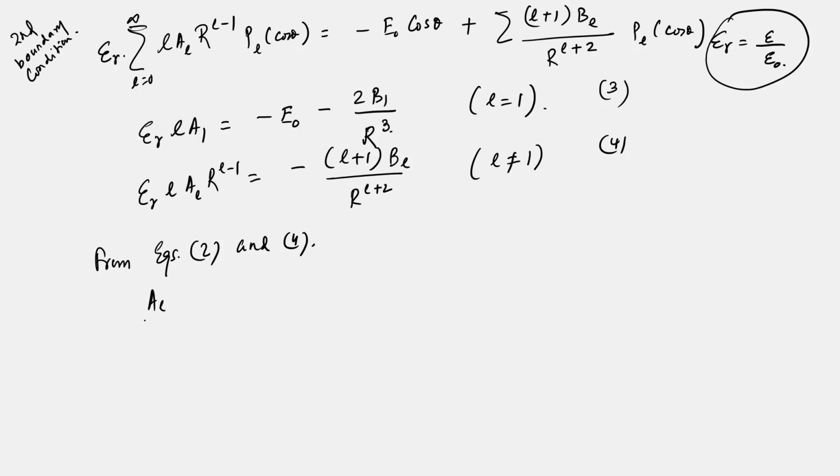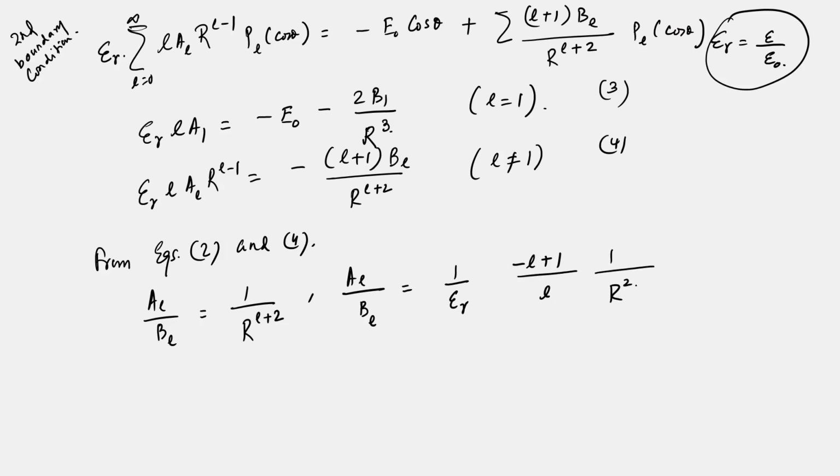A_l over B_l is equal to 1 by r^(l+2), because we need to obtain the unknown coefficients in order to arrive at a unique, particular solution for the problem. And A_l by B_l is also equal to 1 over epsilon_r times minus (l+1) divided by l times 1 divided by r^(2l+1). Now, you can call these two equations 5 and 6.